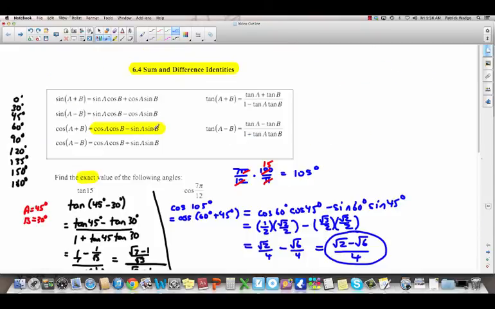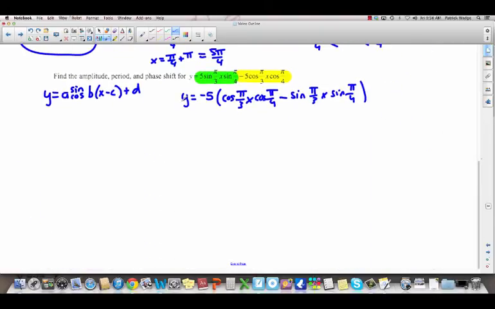Cos minus sine is the same as cos a plus b. So we can rewrite this as y equals -5 cos a plus b. So that's pi over 3x plus, what's the b value? Pi over 4. We're getting very close to getting it in this form. We have our a value, we have our cos. We don't have that x by itself. We need to get the x by itself.